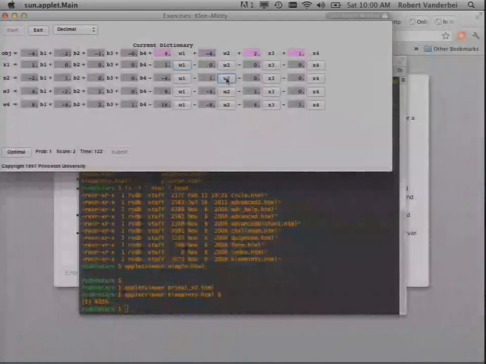By the way, you can think about it: whenever I pick something, the entering variable and the leaving variable are in the same position. So if it's the first one there, it's the first one there. If it's the second one, and so forth. So I'm always clicking on these diagonal buttons, actually.